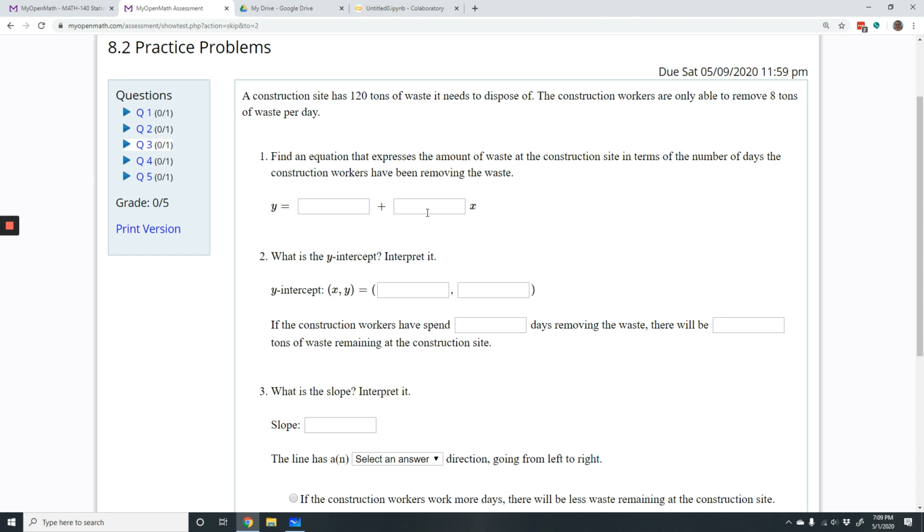Okay, so we need to find the y-intercept, which is how much waste there is after 0 days. And then the slope, which is the rate of change here. How many tons of waste are being removed per day? So in this case, we are starting with 120 tons of waste, right? That is what we start with. But we're only able to remove 8 tons of waste per day.